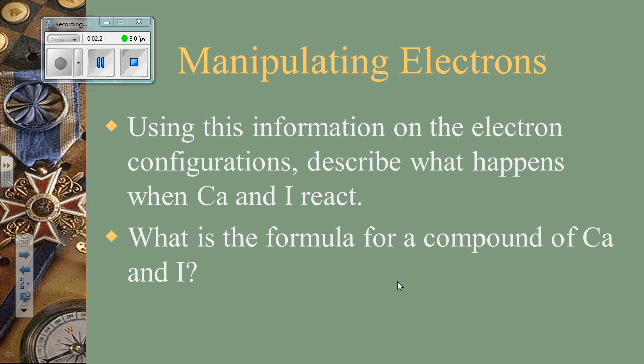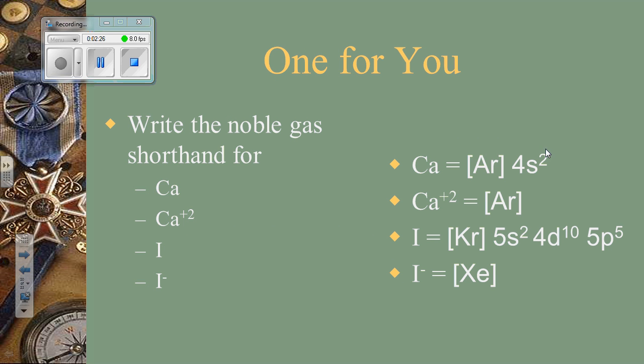Okay, so the information on the electron configuration describes what happens. Well, if we go back here, calcium has 2 electrons it wants to get rid of. Iodine wants to gain 1 electron. So we want the argon and the xenon noble gas configurations. But here's the kicker here. This is 2 electrons to get rid of, but iodine can only get 1. So if we want to get rid of 2, it's not going to want to just get rid of 1. That's not going to help, and that's not going to give it its octet. It's got to get rid of 2.